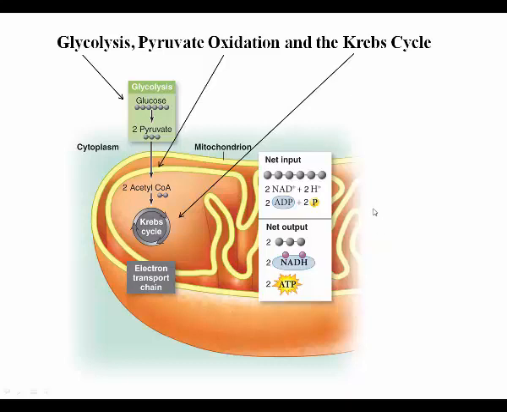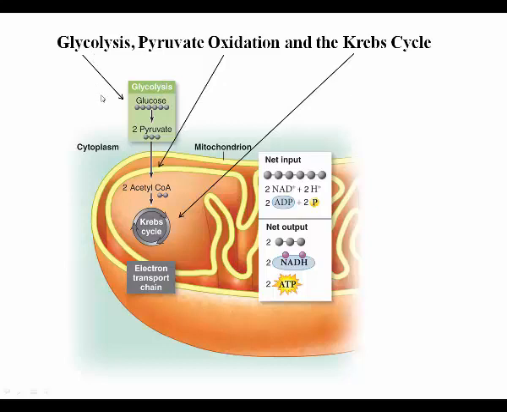In this lecture, I'm going to talk about the important aspects of the first three pieces of cellular respiration: glycolysis, pyruvate oxidation, and the Krebs cycle, or it is called the citric acid cycle as well. Krebs is the name of the guy who discovered the cycle, or who described the cycle, but it's also called the citric acid cycle.